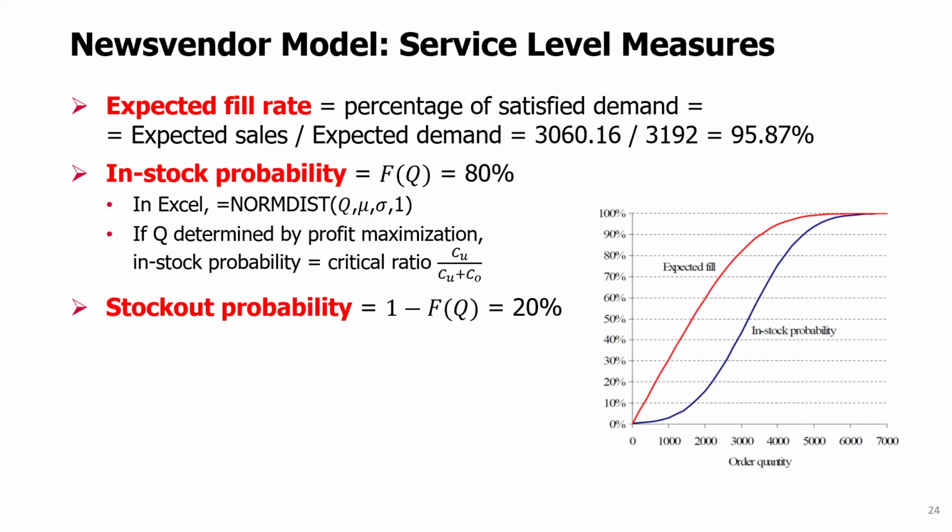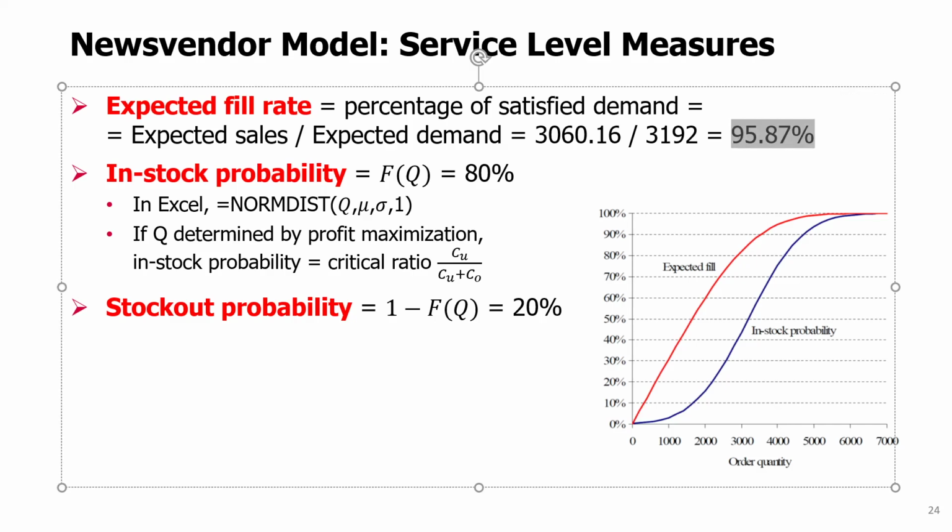When we compare these two service level measures, you will see both of them are some kind of percentage, and you will see that most often expected fill rate will be higher than in-stock probability. In some extreme cases, they could be equal or very close to each other, but you never have in-stock probability higher than fill rate. You can see the relationship on this chart. As we change the order quantity, the fill rate is increasing faster than in-stock probability.